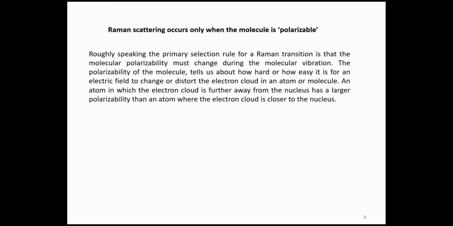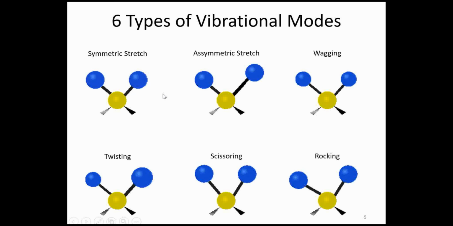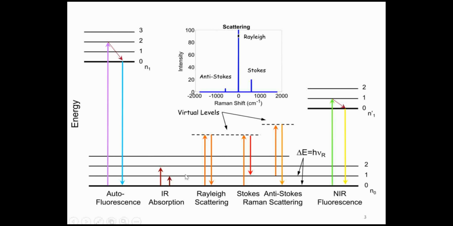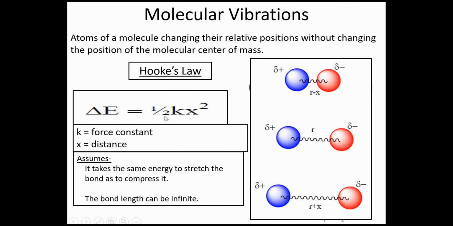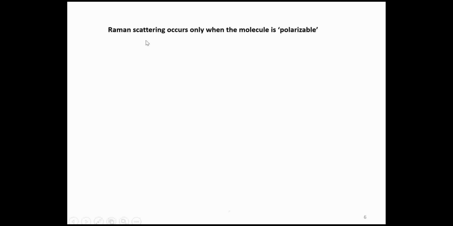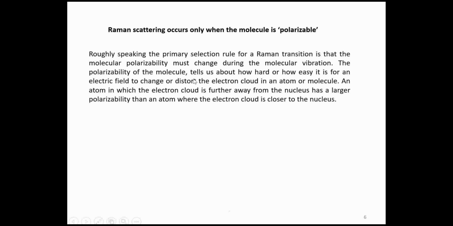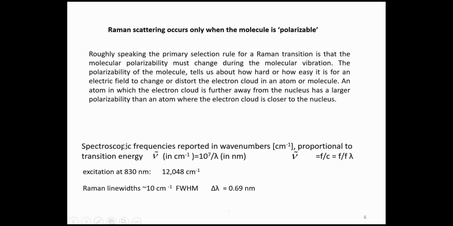Now, I have already told you that this vibration energy is very low as compared to the electronic transition. We will depict this change or shift in energy in terms of wave number. Spectroscopic frequency is reported in wave number. Wave number in centimeter inverse is given by 10 to the power 7 divided by lambda in nanometer. This is the conversion formula.